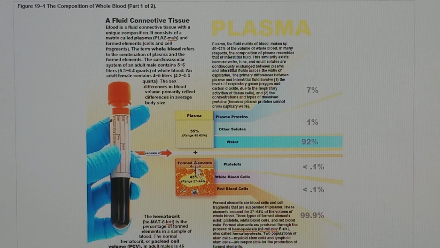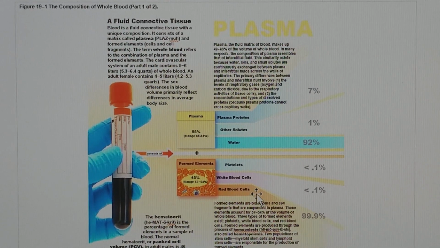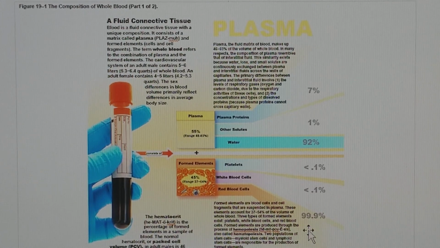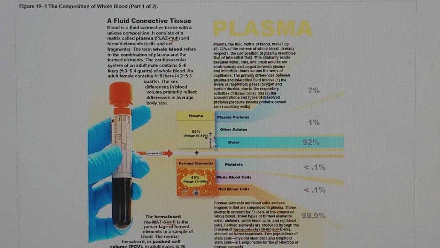As we look at plasma and formed elements here, again, 55% of the spun-down blood would be plasma, 45% would be the formed elements. Within the formed elements, what we've separated out is red blood cells. 99.9% of the formed elements is red blood cells, white blood cells, and platelets. In plasma, again 55%, most of it is water at 92%, other solutes, and then we have some plasma proteins as well.